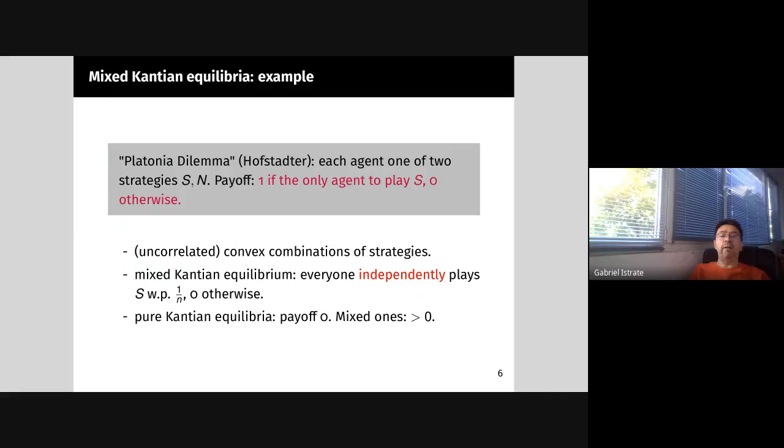Okay, so this is the Platonia dilemma, and it's easy to see that pure Kantian equilibria in this game are not terribly good, because everyone will get 0. So this motivates a study of mixed Kantian equilibria, and they're defined the way you would think they would be defined, as uncorrelated convex combinations of strategies. And they do a little bit better than pure Kantian equilibria: if everyone independently plays the strategy of submitting their name with probability 1/n, so that the expected number of people submitting is 1, then this is a mixed Kantian equilibrium. One can show this quite easily, and the expected payoff is strictly positive in this scenario.